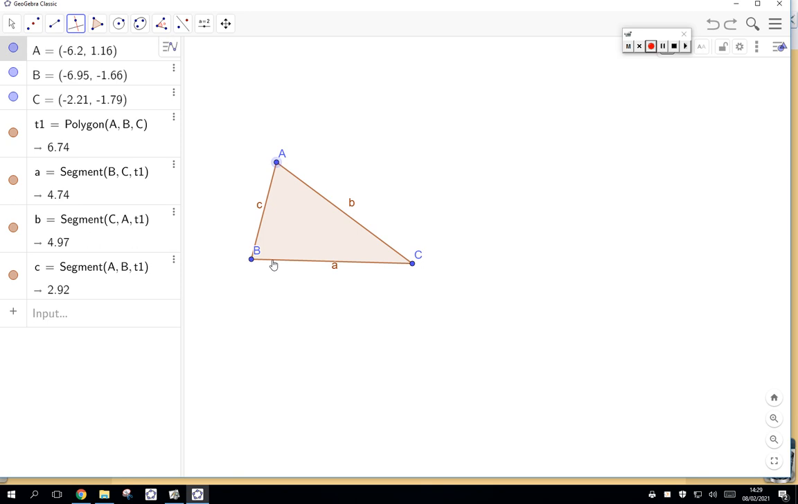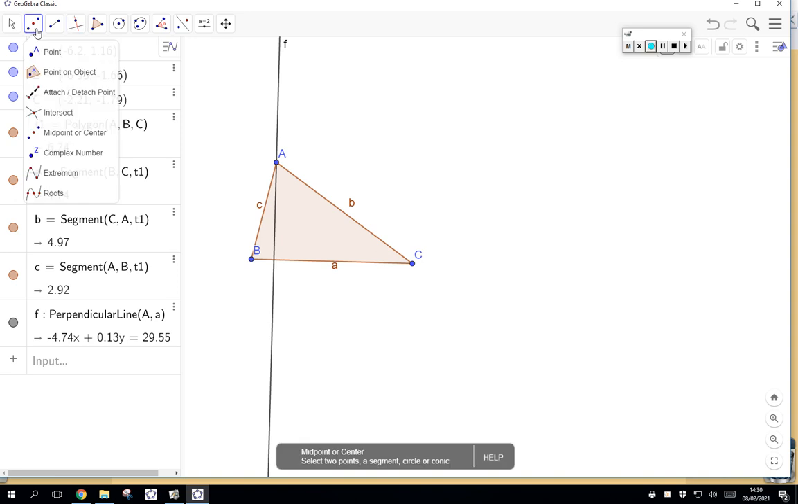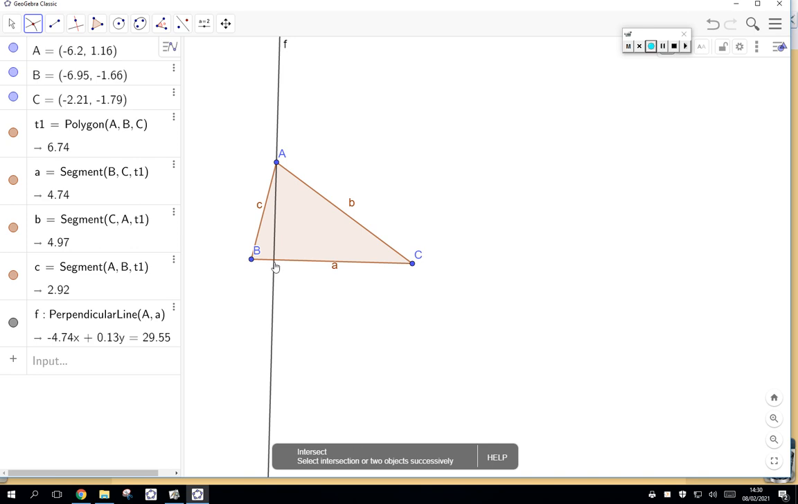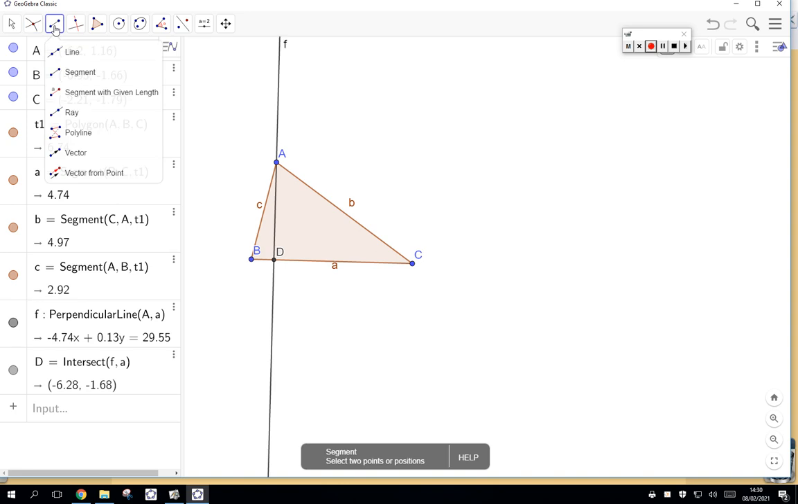It's perpendicular to the side opposite. There's my perpendicular line. Okay, and I'm just going to mark in that point where they intersect over here on this little side. So again, go to your point menu, intersect. There's the point D, and I'm going to get rid of that big long line, so I don't need that line. So I'm going to hide it, just clicking it over here, it'll disappear, and I'm going to replace it with a little line segment.